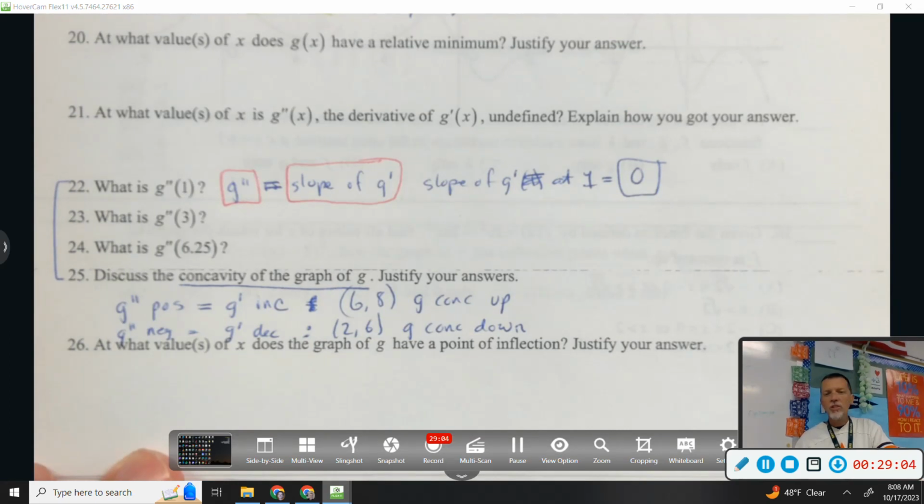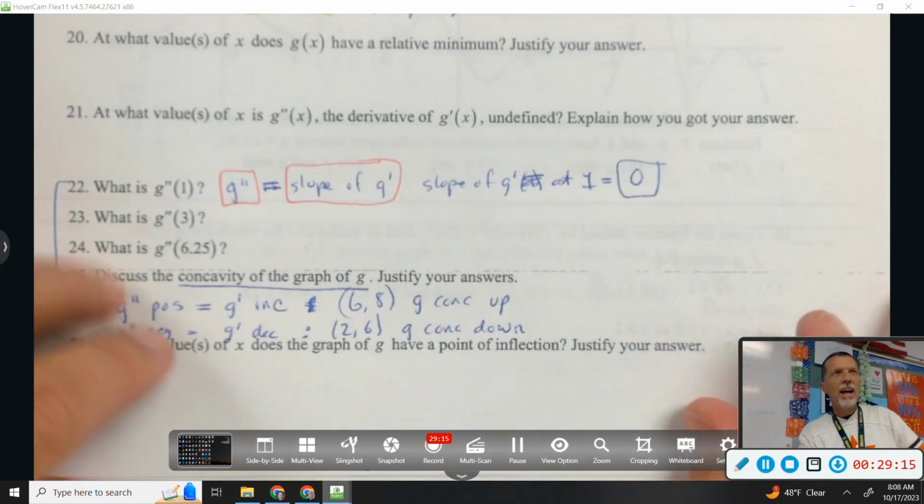Again, those questions should go quick, because you're not taking a derivative. There's no quotient rule. There's no sines and cosines. It's just looking at a picture and making sure you know what you're looking at.